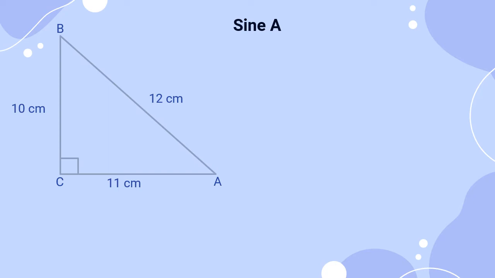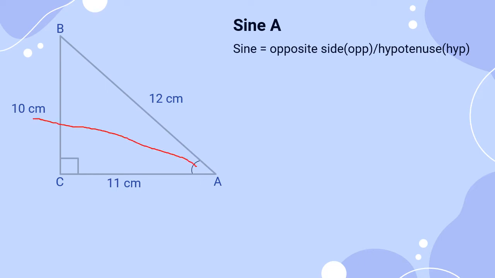So we are given a right triangle. We have sides of 12 centimeters, 10 centimeters, and 11 centimeters, with the hypotenuse being 12. Then we need to find the sine A. Since we're going to find sine A, we put an angle here. So let's use the formula, which is opposite side over hypotenuse. The opposite side of this angle is 10, and the hypotenuse is 12. The longest side is 12.